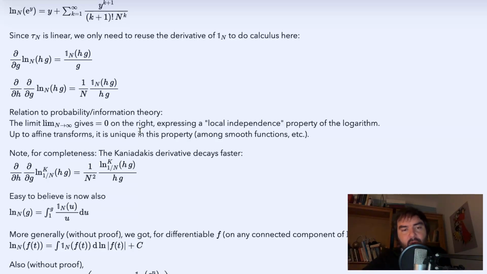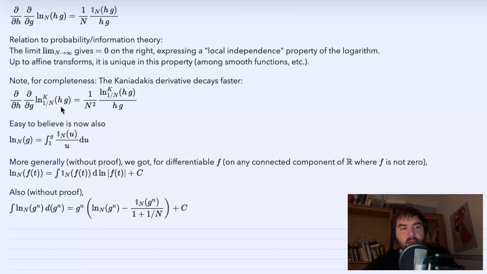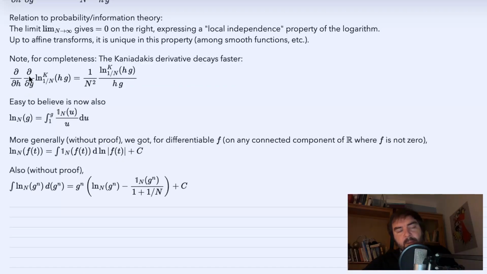I might make a video on this, but just to observe that the second derivative of ln is easy, but it's not that easy. Not as easy as for the final real logarithm. And then for completeness, I write it down for the Kaniadakis logarithm as well, what it is. It converges a little bit faster even, this symmetric logarithm.